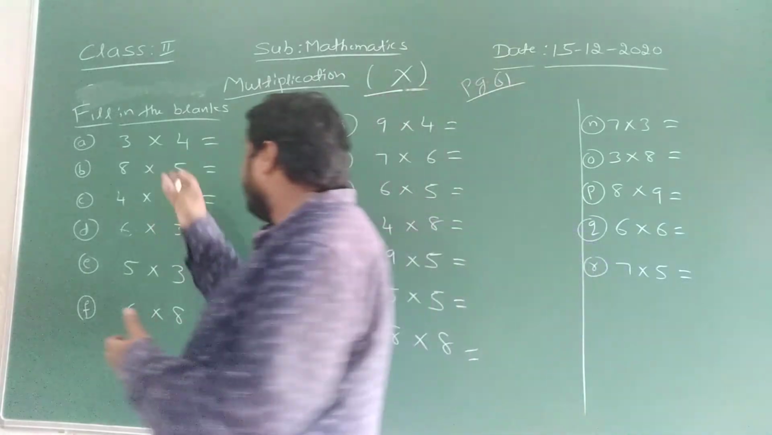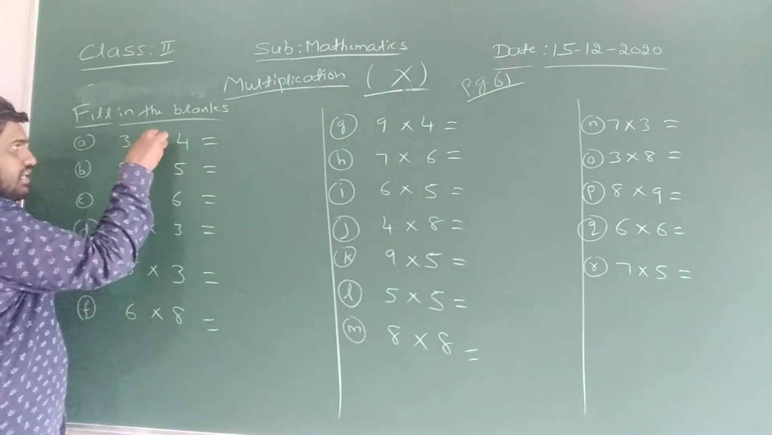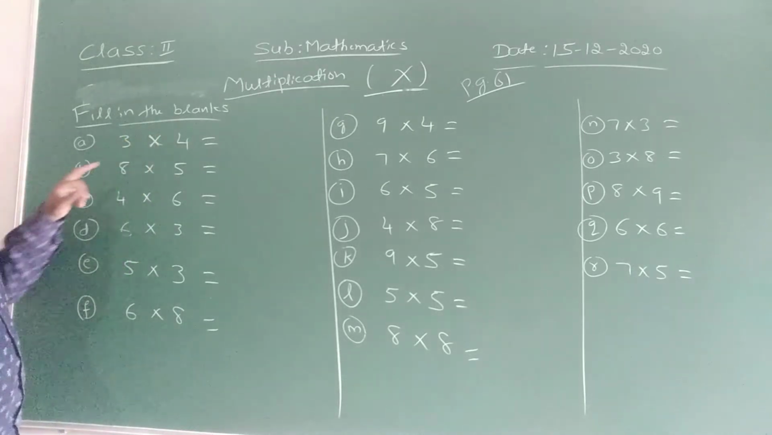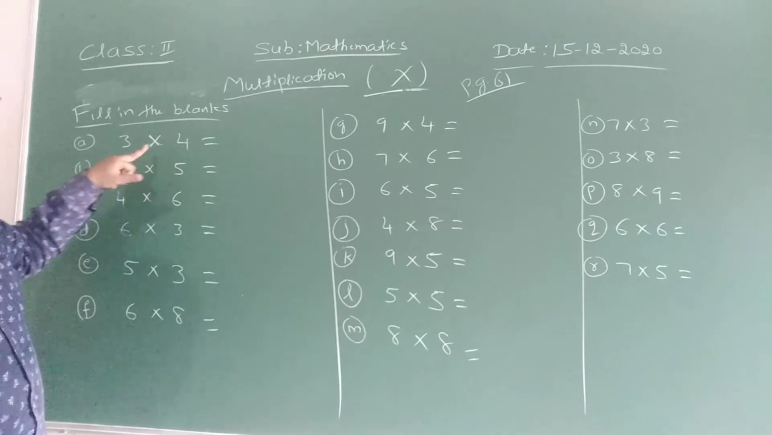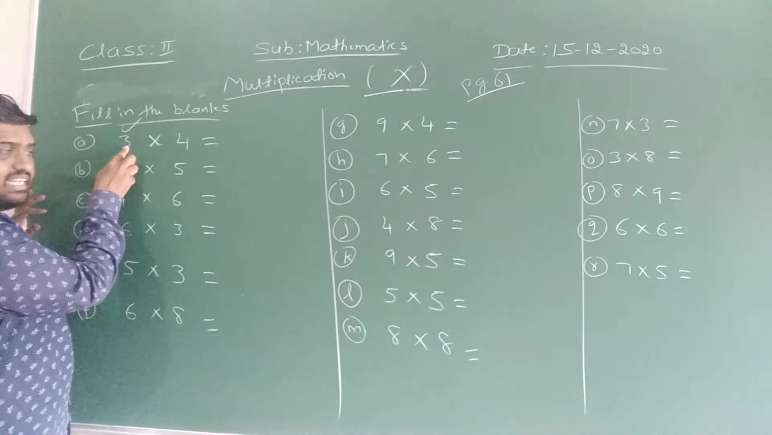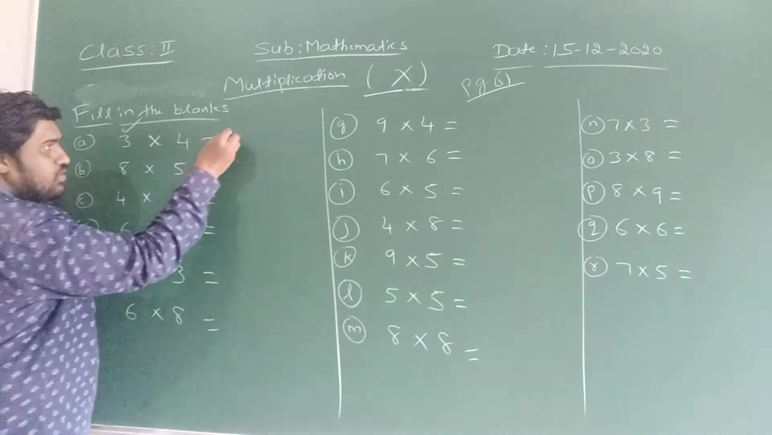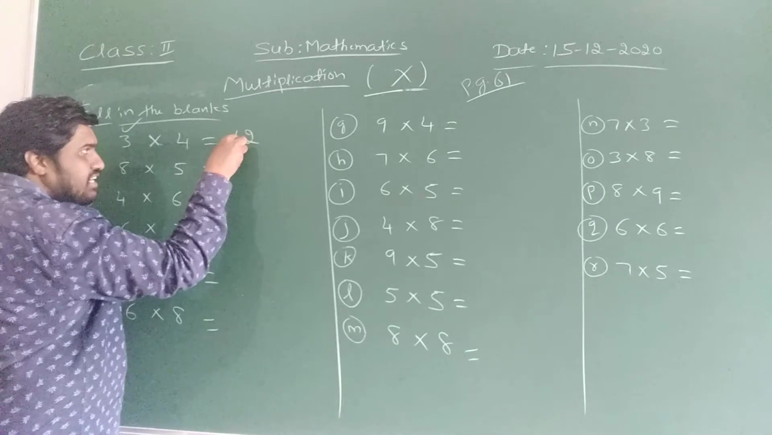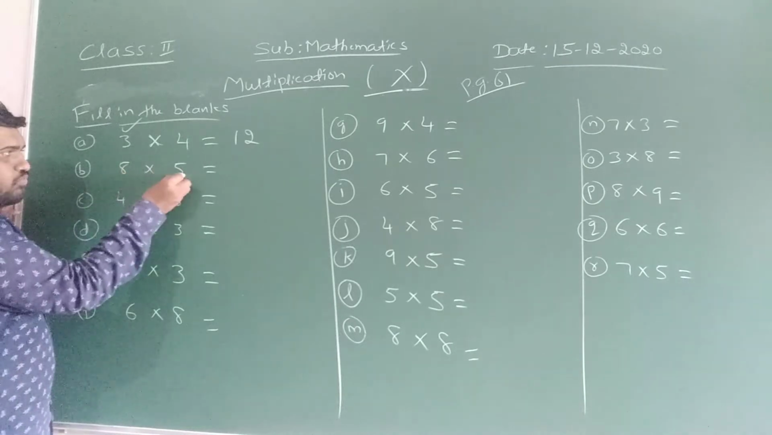See the first question, 3 into. This symbol is called as what? Into or multiplication. Okay, 3 into 4, read 3 table, children. 3 1s are 3, 3 2s are 6, 3 3s are 9, 3 4s are how much? 3 4s are 12. See, I am going to write here 12. Is it clear? Fine.